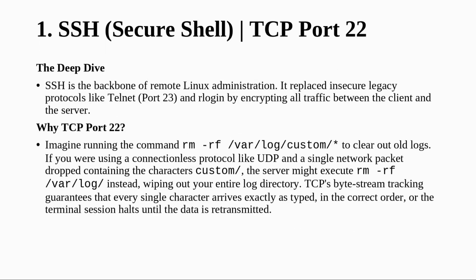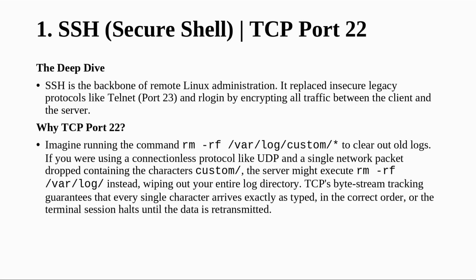Now let's move to our first protocol, which is SSH, Secure Shell. It uses TCP port 22. SSH is the backbone of remote Linux administration. It replaced insecure legacy protocols like Telnet on port 23 and rlogin by encrypting all traffic between the client and the server. So why does SSH use TCP and port 22?